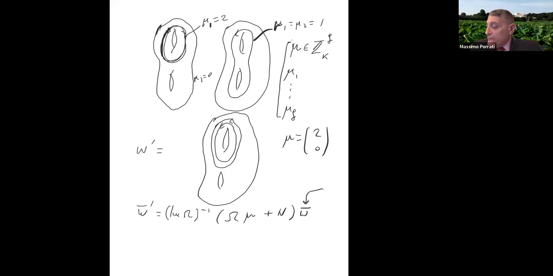This is just a basis of abelian differentials, right? Omega is a G by G matrix. Mu is a vector with G components. N is a vector with G components. This mu tells you how many times you cycle around which handle, right? So here I wrote mu equals 2, 0, which means that you go around the first handle twice and around the second handle 0 times. I could also go around the second handle once, and then here I will have mu equal to 1, etc.